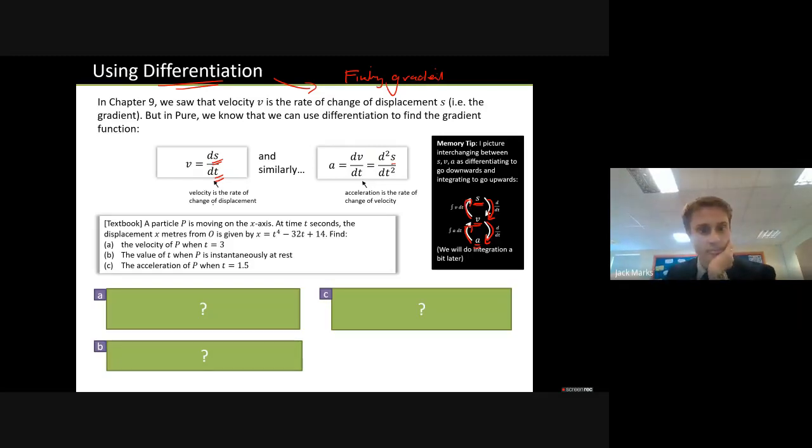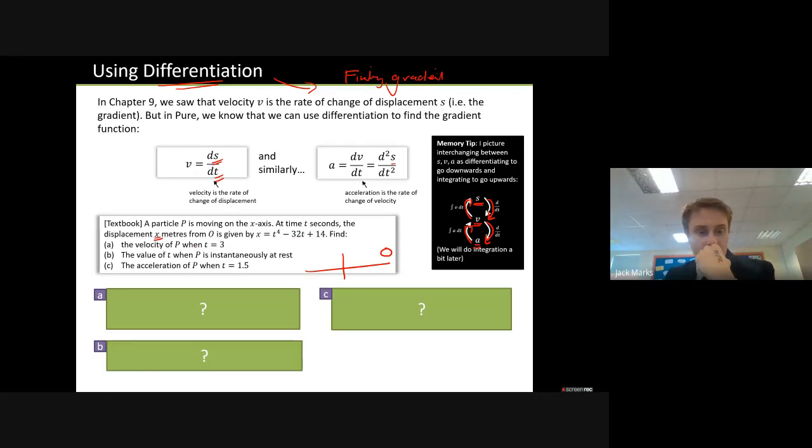A couple of examples. A particle is moving on the x-axis. At time t seconds, the displacement, occasionally displacement is called x, especially in mechanics, from the origin, is given by this. So there's some particle. When t equals 0, it'll be at 14, won't it? So we start off with the particle over here, and it's going to do something. It's not clear yet what it is.